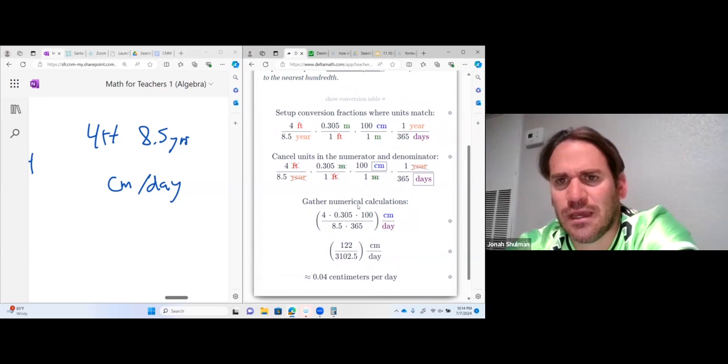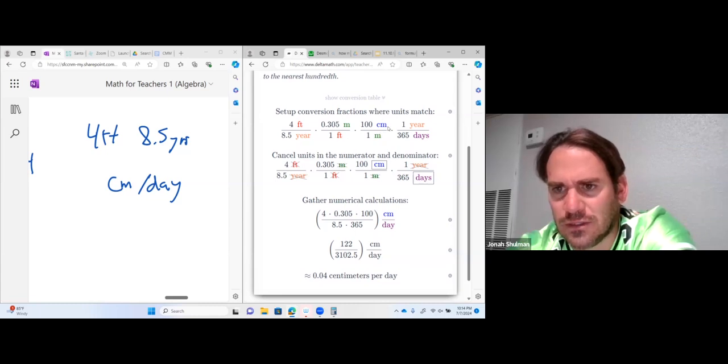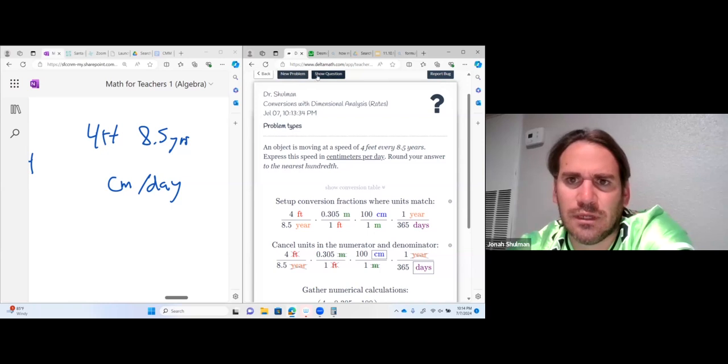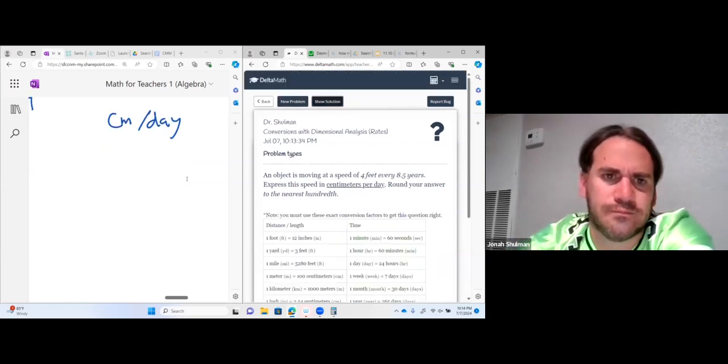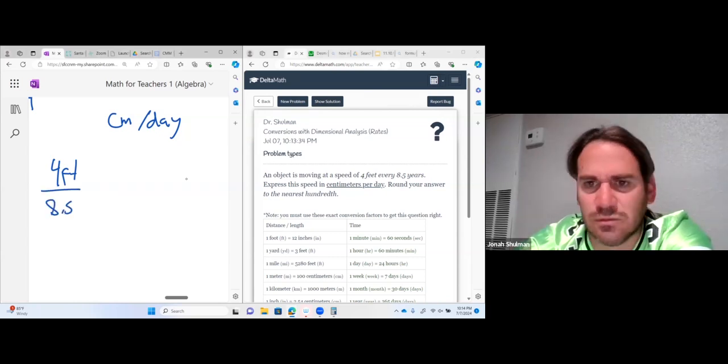For elementary school math, I feel like this one's out of the range of what you need to do, but that's okay. Basically, all you have to do is set up the conversions where all the units match. So feet to feet, meters to meters, centimeters, right? Because that's what we want. So we're doing feet first, then years. It's really complicated, but I might as well show it to you. So 4 feet, 8.5 years. Let's just mess with the feet first.